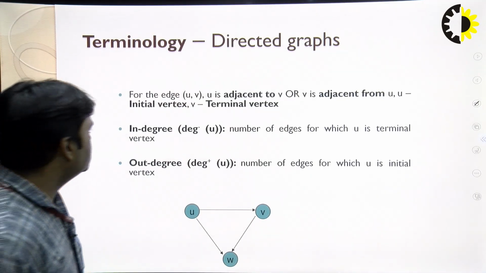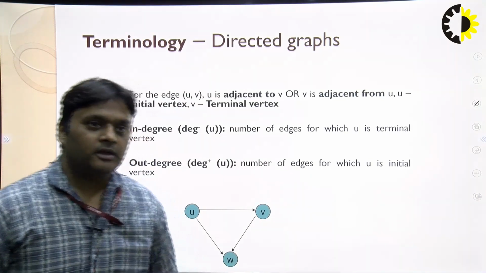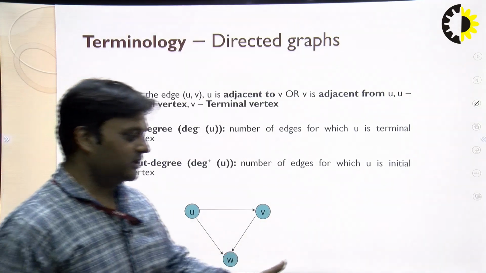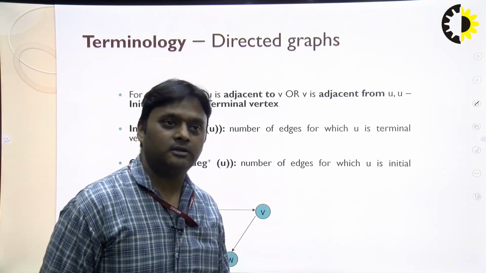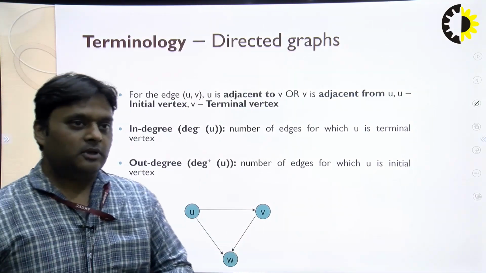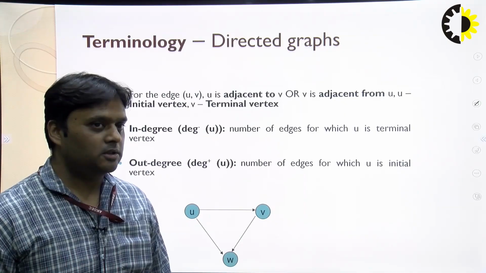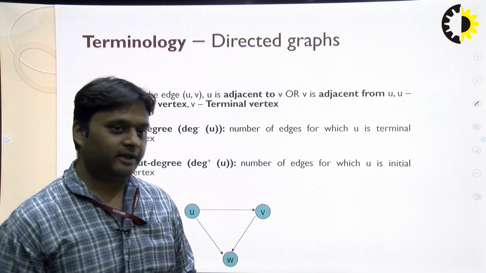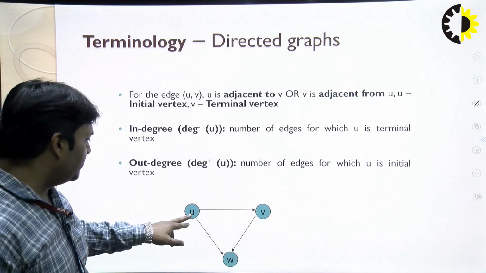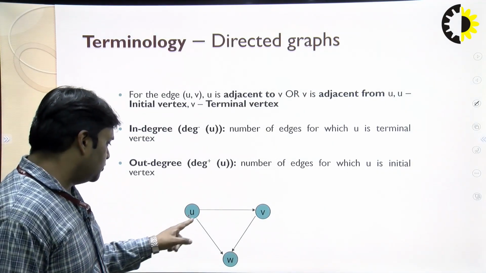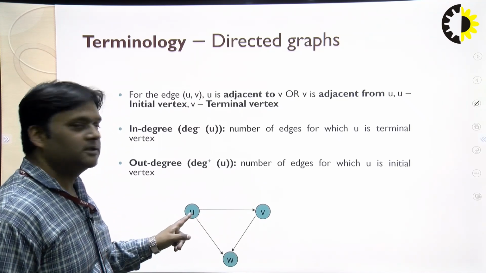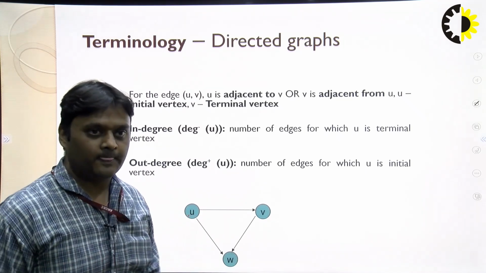Various terminologies used in a graph: degree of a vertex. The number of edges connected with any node is known as the degree of that vertex. For example, vertex u is connected with two edges, so the degree of vertex u is 2.